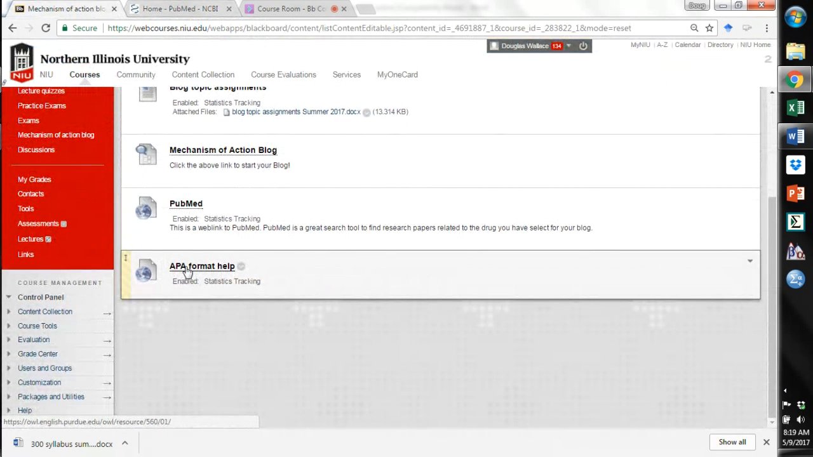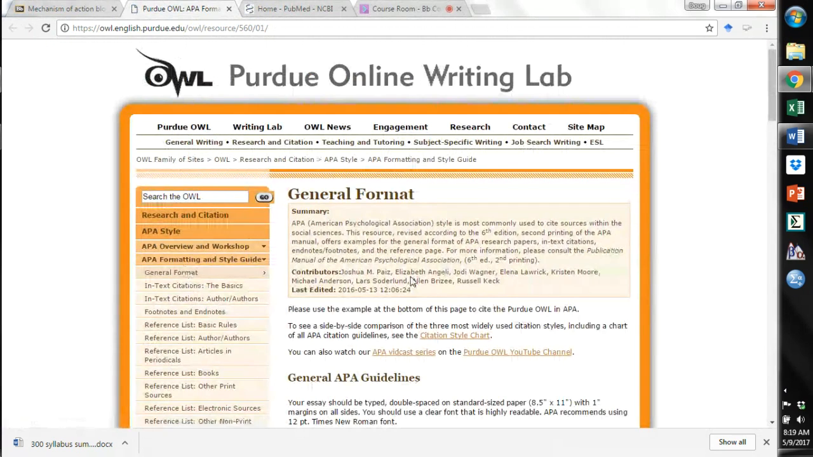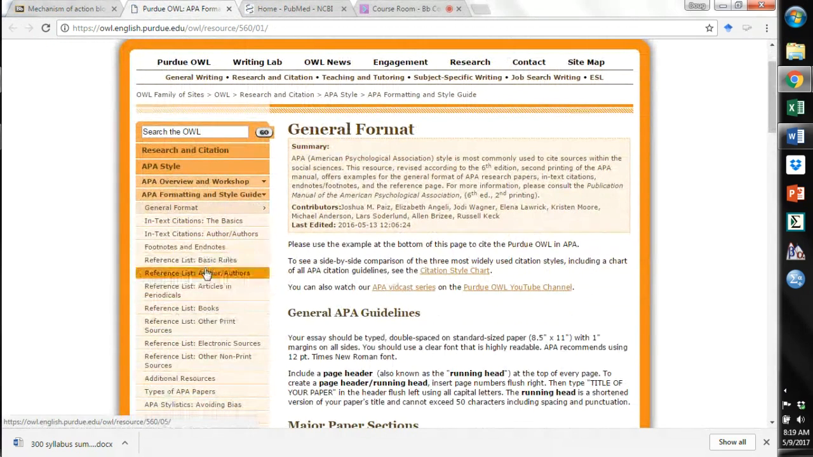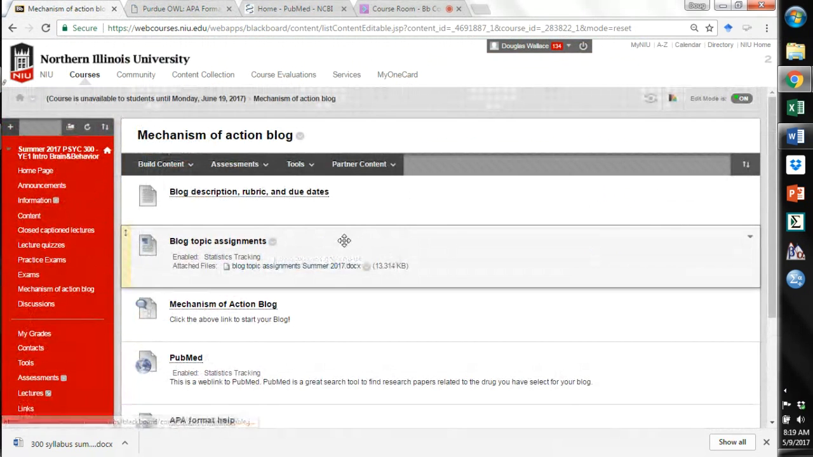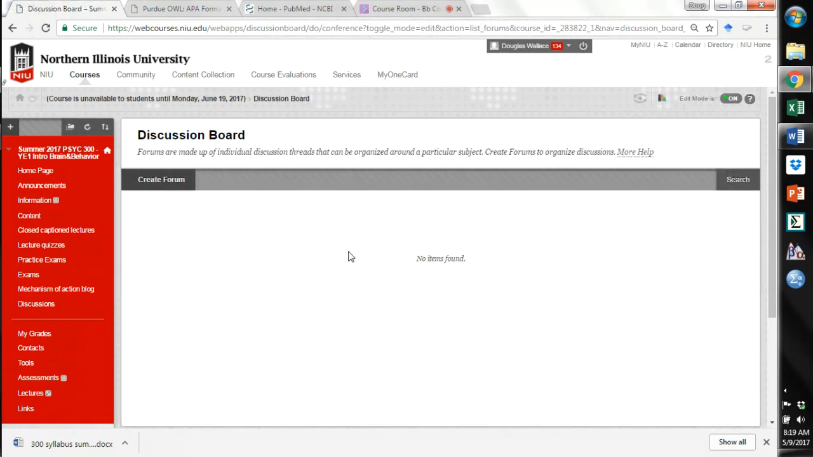Finally, APA format help. This basically shows you how to create a reference list, basic rules. Make sure that in your mechanism of action, when you're listing those references that you use, such as the textbook or those empirical articles, that you include the journal title as well as the volume number and page numbers. And then if there's anything we need, we can always set up a discussion board to get people talking, but that's not going to be a graded or formal portion of the class.